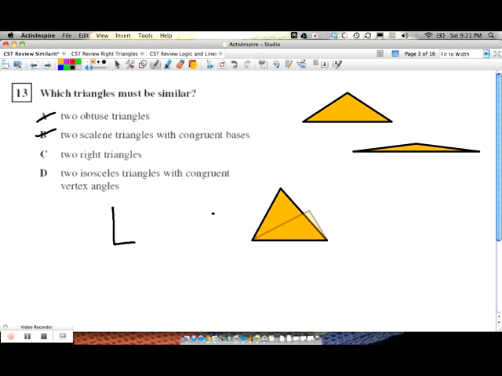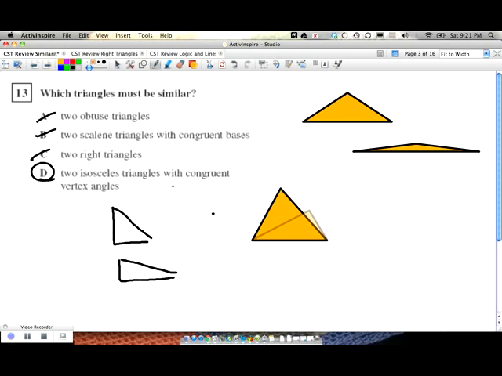Two right triangles? No way. I mean, 45, 45 and 30, 60, 90. Those are not similar because all three angles have to be the same. Then it must be D. I'm not even going to read it or try to explain it, but I know the other three are wrong.